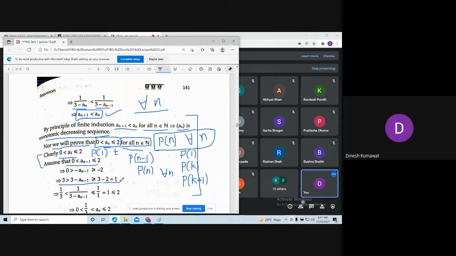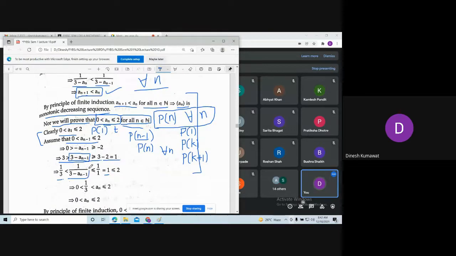Yes, sir. Okay, but we want this middle quantity, and this middle quantity is in the denominator. So what are we going to do? Reciprocal. So after taking the reciprocal, the inequality reverses. Here we have 1 upon 3 is less than or equal to 1 upon 3 minus a_{n-1}, which is less than or equal to 1. And 1 is anyway less than or equal to 2. But what is this? 1 upon 3 minus a_{n-1} is what?